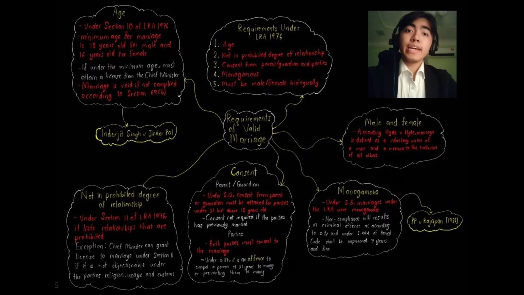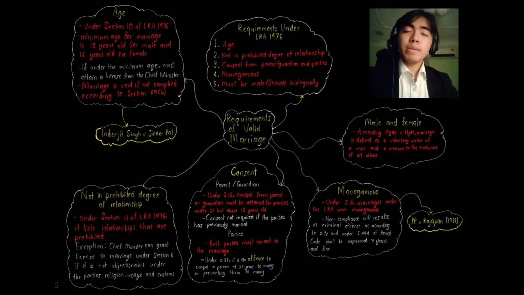For the first one, age, under Section 10 of the Law Reform Act 1976, the minimum age for marriage is 18 years old for male, while for the female, it is 16 years old. And if the parties are under the minimum age, they must attain a license from the chief minister in order to get married. And marriage is void if not complied with according to Section 69 subclause B.